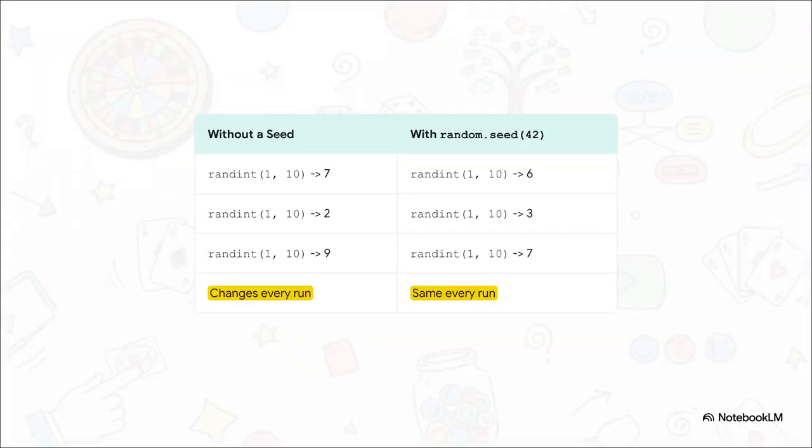Okay, here is the first thing you absolutely need to understand. Python's random module isn't, well, truly random. It's what we call pseudo-random. The numbers look random, but they're actually created by a predictable algorithm. The cool part is, we can control the starting point of that algorithm with something called a seed. See on the left? Without a seed, you get different numbers every single time. But look at the right. When you give it a seed, like we did with random.seed(42), you get the exact same sequence of random numbers every single run. This is a game changer for testing your code because it makes your results reproducible.